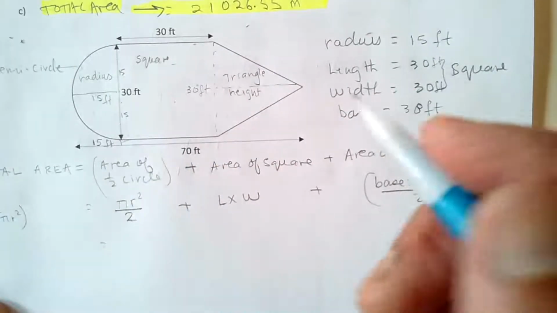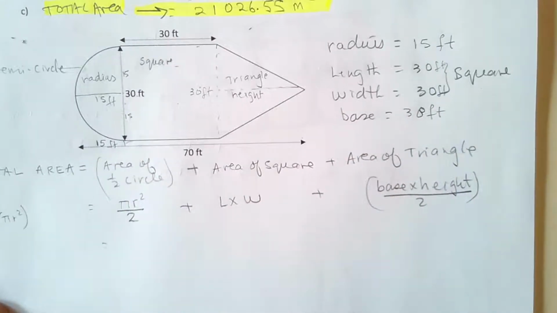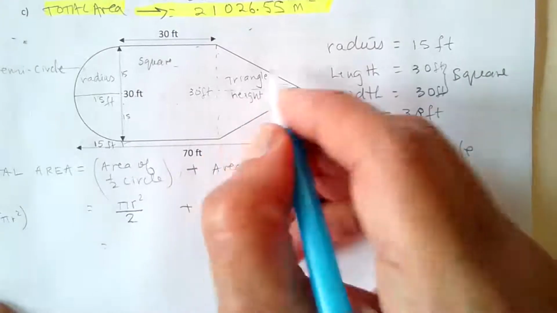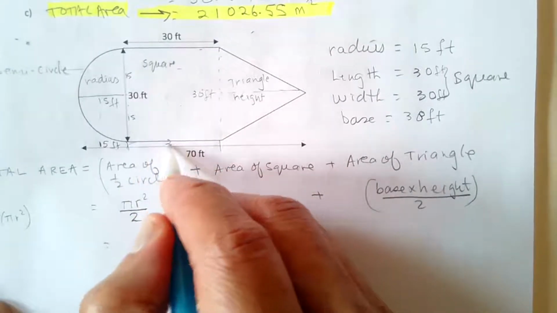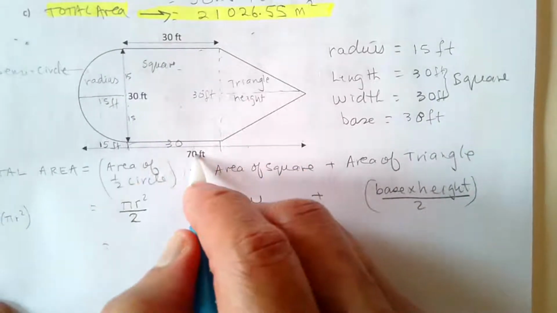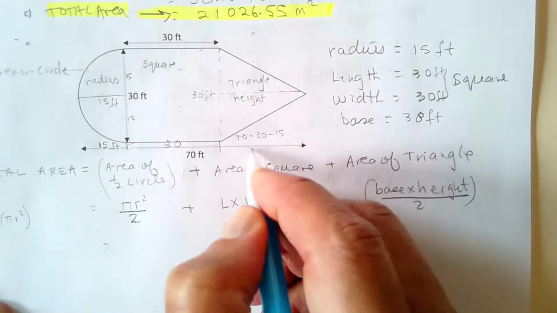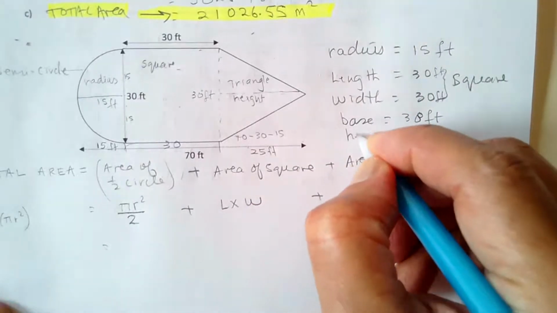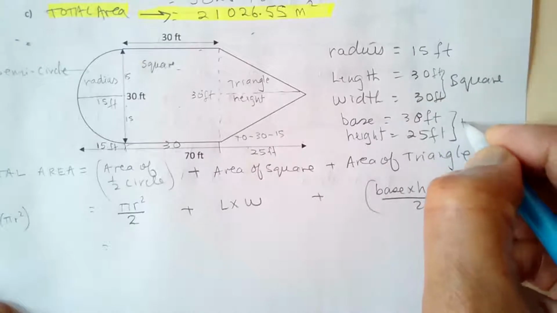And our height now, we need to find the height. Notice they give us a dimension from one end to the other end of this composite object. They tell us it's 70, but they give us the height of this. So we know this section here is 15. Now, from here to here is 30. So this length here would be 70 minus 30 minus 15, which works out to be what, 25? So 25 feet. So the height equals 25 feet. Now this would apply to a triangle.